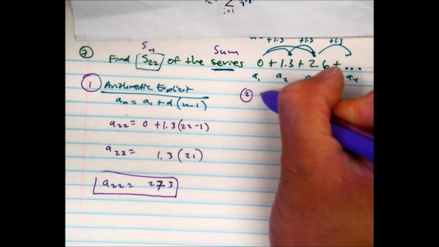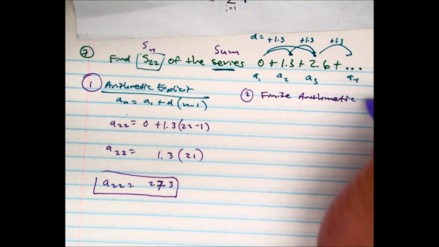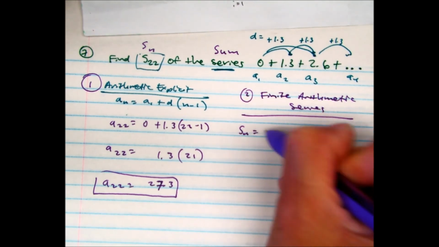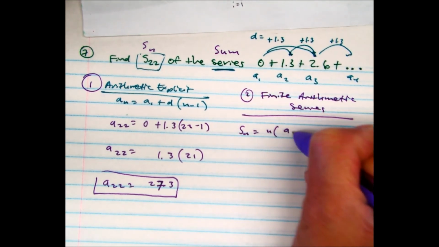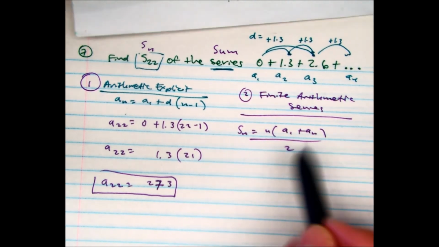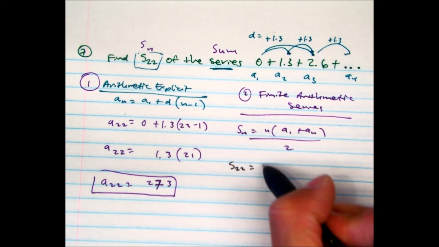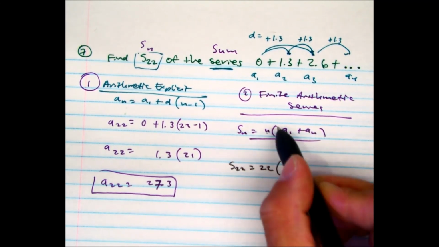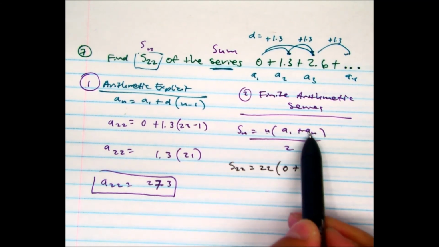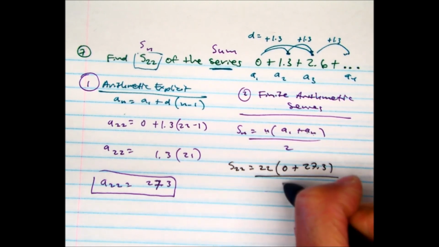So, the finite arithmetic series formula is Sn equals n times a1 plus an, over 2. So I need to find the sum of the 22 numbers. My n value is 22. My a1 value is 0. Okay, my last number here is a22. My 22nd number on the list is 27.3. And we're going to divide that by 2.